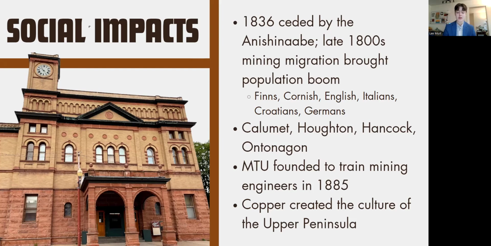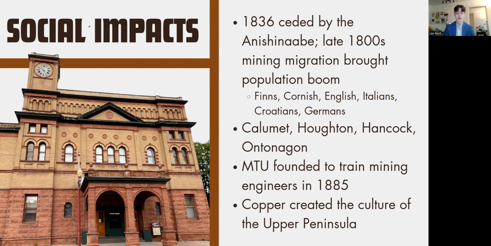The towns of Calumet, Houghton, Hancock, and Ontonagon existed only to serve the copper miners. They did not exist before the copper industry found the UP. Calumet in particular became a center of culture for the region, and at one time held the highest population in all of Michigan. The building on the left here is the Calumet Theater, which is a really historic building for its cultural impact, its architecture, and just the whole history surrounding it.